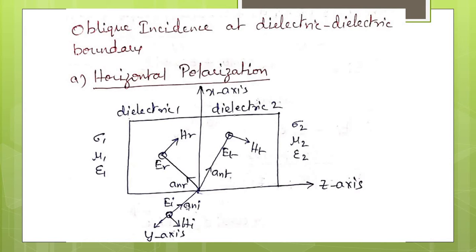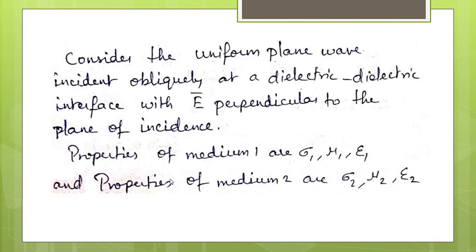ANI is the unit vector in the direction of EI, ANR is the unit vector in the direction of ER and ANT is the unit vector in the direction of ET. The properties of dielectric 1 are sigma 1, mu 1 and epsilon 1. Sigma 2, mu 2 and epsilon 2 are the properties of dielectric 2. So these are the properties of medium 1 and medium 2.